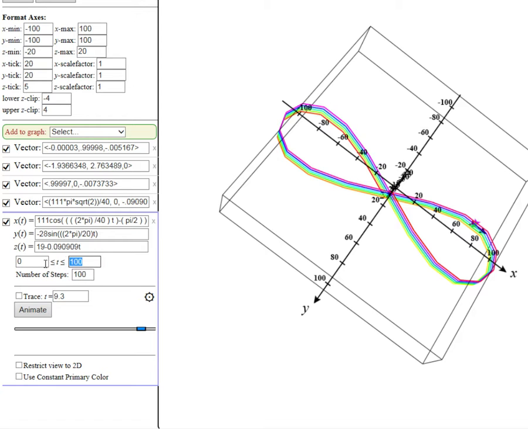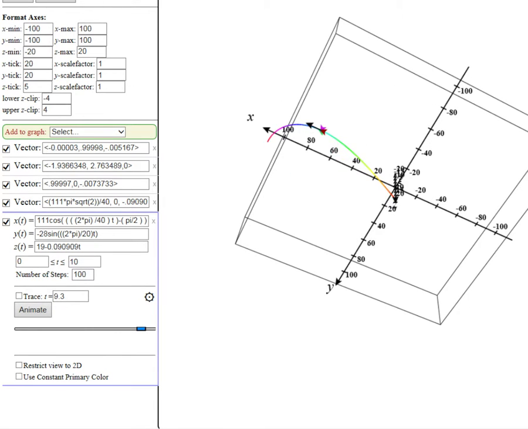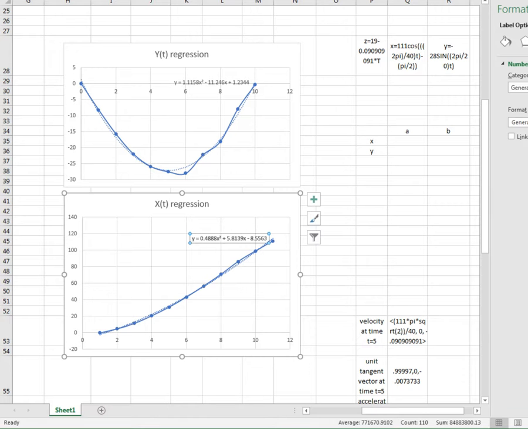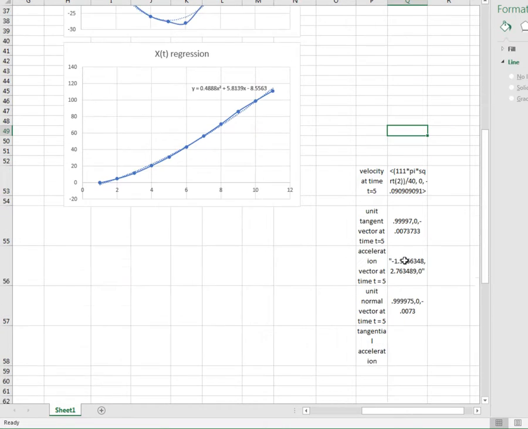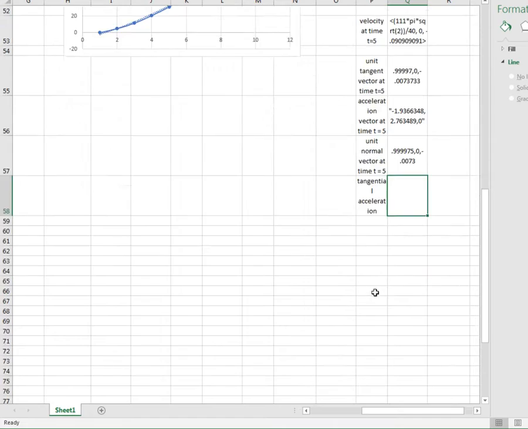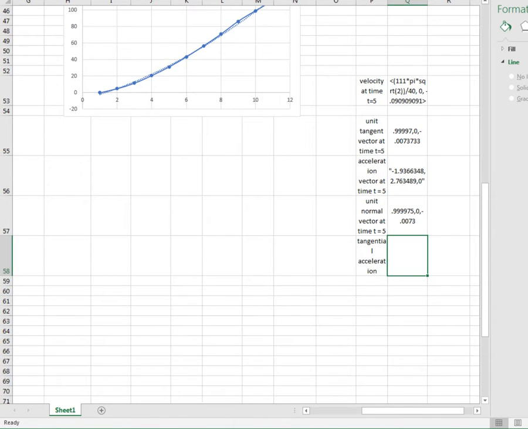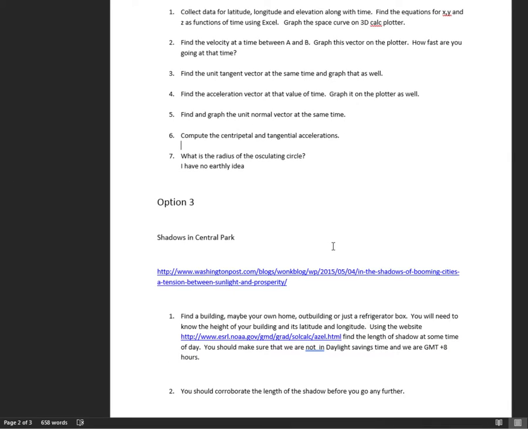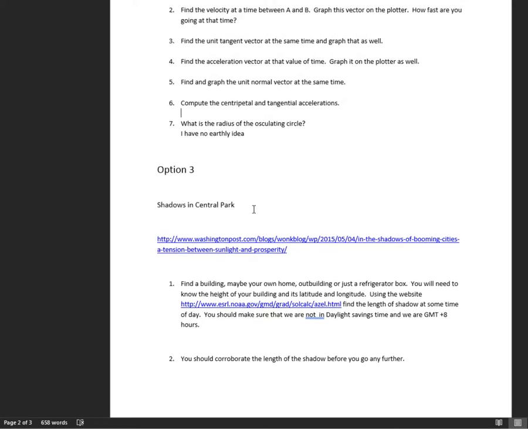But going from the 0 to 10 seconds back to here, I used my calculator a lot to calculate all of these velocities at the certain time, the unit tangent vectors, acceleration, and tangential acceleration, which I'm currently working on calculating. However, since I have no idea what the radius is, I have no idea what the radius of the osculating circle is. Again, no earthly idea, and I can't find the centripetal acceleration.